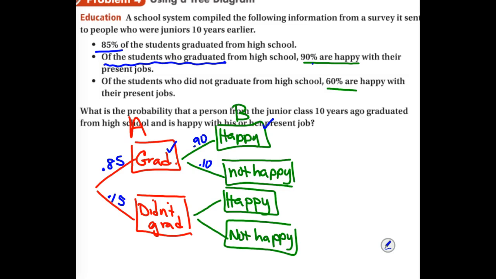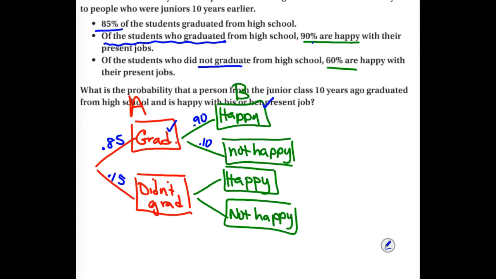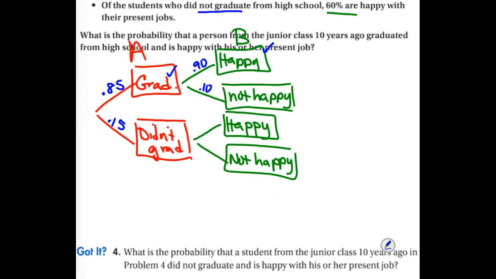Next statement says, of the students who did not graduate, so again, given that they didn't graduate, 60% are happy with their present jobs. That would be this branch. Okay? So what percent would not be happy? Okay. Questions on how we create the tree diagram? Okay.